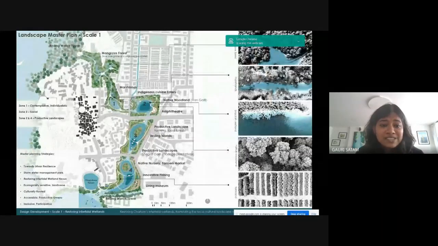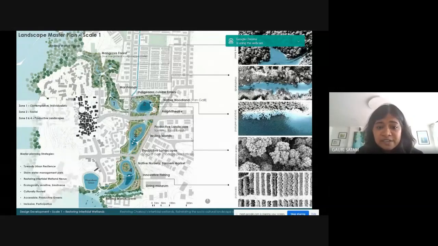In terms of the master planning, the strategies are very simple: creating urban resilience as a stormwater management park, restoring the intertidal wetland nexus, and creating an ecologically sensitive, biodiverse landscape by integrating different typologies of forests or ecosystems which are appropriate to that condition of land. So I have a green plan of a mangrove forest to marshlands to wetlands to native woodlands to farmlands, which have been zoned as per the requirements of the adjoining community as well.